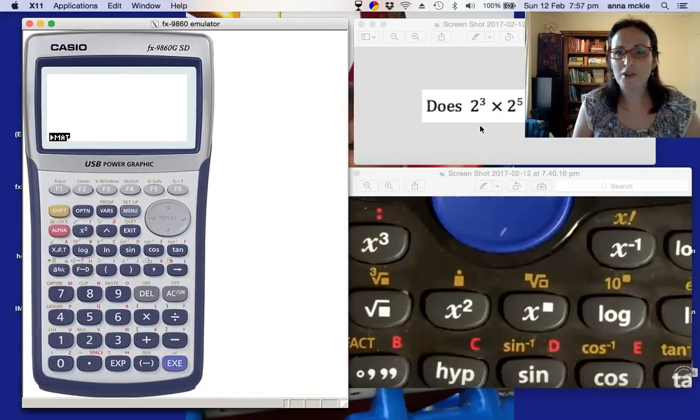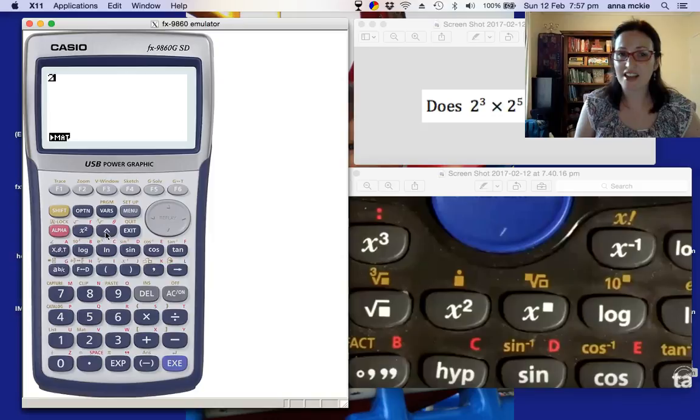So we're basically wondering here, does 2 to the power of 3 times by 2 to the power of 5 equal 2 to the power of 8? So is that rule that we've been talking about actually true? So a reminder to use this button. So first of all, we're going to enter 2. Then you are going to use that button, and then a little box should appear on your calculator screen, and that's where you're going to put in the number 3.